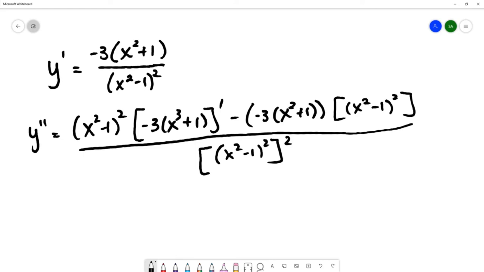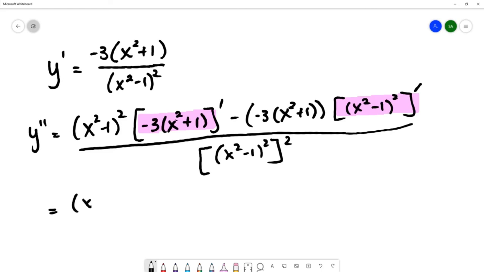So that gives (x squared minus 1) squared times the derivative of negative 3x squared, that should be an x squared, plus 1, so the derivative of that, minus negative 3 times (x squared plus 1) times the derivative of (x squared minus 1) squared, over the denominator, (x squared minus 1) squared, squared. So we're going to calculate these two derivatives.